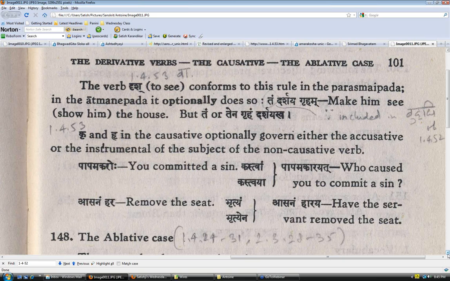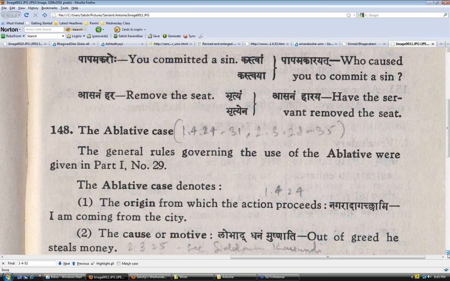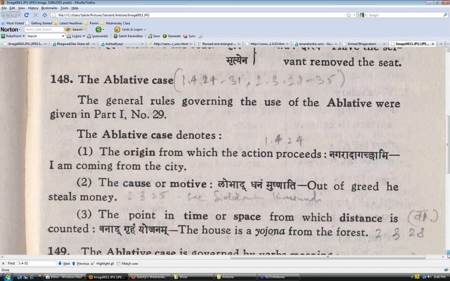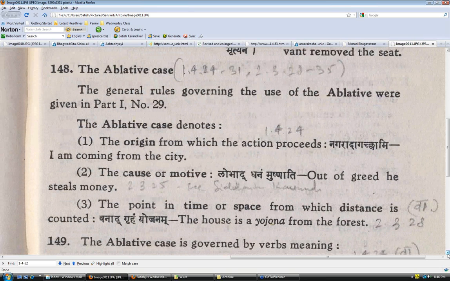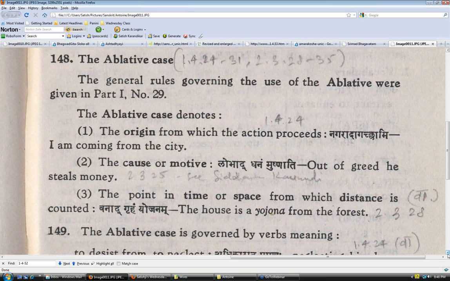Okay, now next part, we have 15 minutes left. What I'd like to do is give you just a gist of this next part. It is also talking about Karakas again. He's talking about the Panchami Vibhakti. There are about 8 plus 8, about 16 rules only over here, from 1.4.24 to 31.